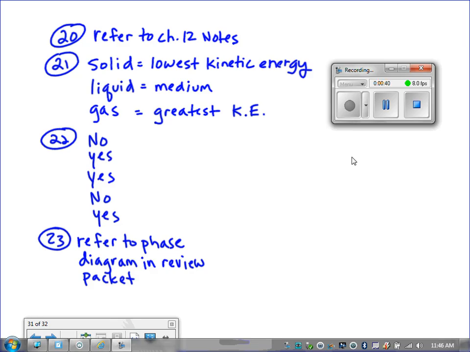Number 23, you need to understand phase diagrams. So if you look at your phase diagram in your packet, it shows you the solid, liquid, gases, the triple point, the different state phase changes on that diagram. For number 23, we can talk more about that in class if you have questions.